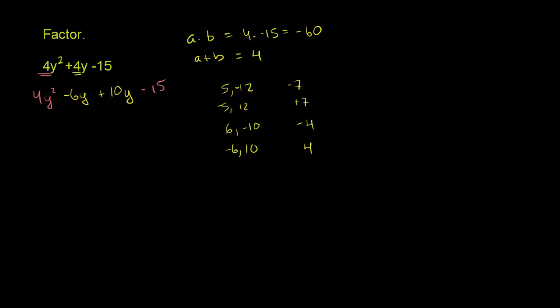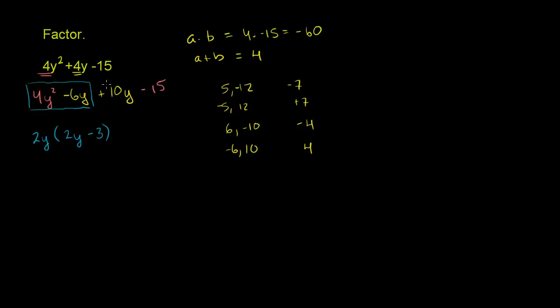Now, this is where the grouping comes in. You group the terms. So if I take these two guys, what can I factor out of those two guys? Well, there's a common factor. It looks like there's a common factor of 2y. So if we factor out 2y, we get 2y times 4y squared divided by 2y is 2y. And then negative 6y divided by 2y is negative 3. So this group gets factored into 2y times 2y minus 3.